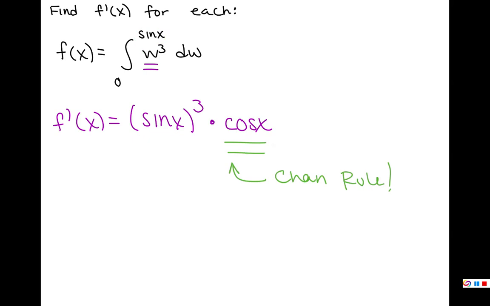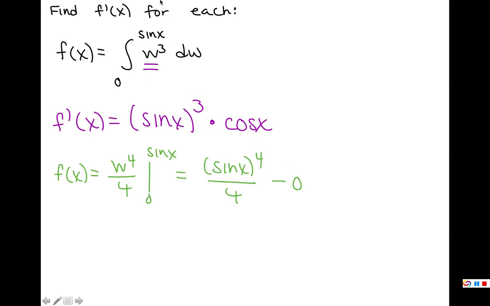So if you're plugging something into your variable which is not just an x, if your bound of integration is more complicated than just an x, you're going to have to multiply by its derivative, and that is our chain rule. Now, if you're not convinced, let me show you this the long way and show you that this is indeed the derivative of this antiderivative.